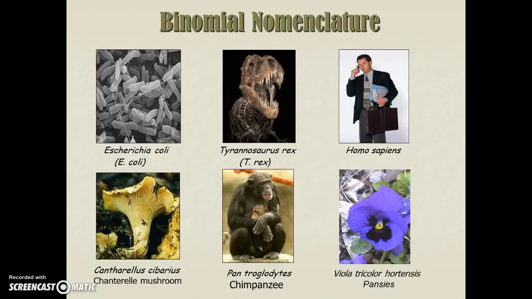Here are some other examples. E. coli, a bacteria. Notice the genus part of the name is capitalized, the species part of the name is not. Tyrannosaurus rex, same example. Homo sapiens. So here are just some examples of different organisms and how the genus is capitalized and the species part of the name is not.